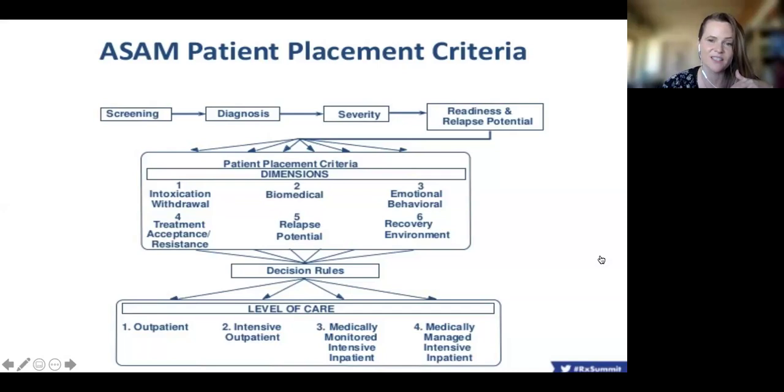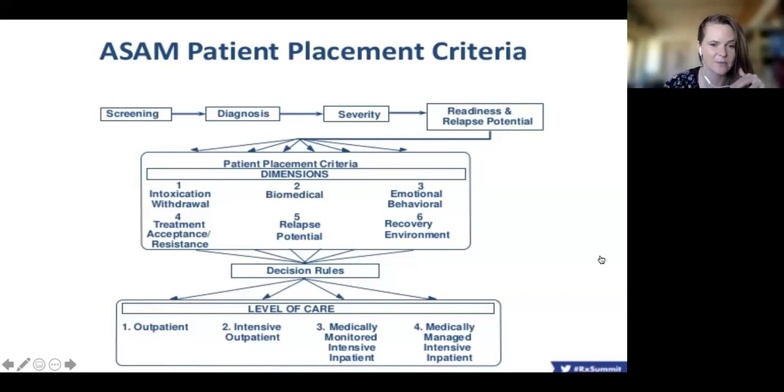Then from diagnosis and assessment of severity, we're going to look at a very comprehensive set of indices for readiness and relapse potential. That includes not just explicit symptoms like intoxication and withdrawal, and those biomedical, for example, co-occurring or underlying conditions, but also their emotional and behavioral spectrum. What is the recovery environment? Because this is so important to make sure that we're not going back to those older models where we were accidentally sending patients through a revolving door back into an environment that's really unhelpful for their recovery.